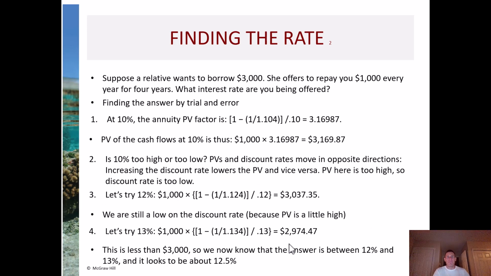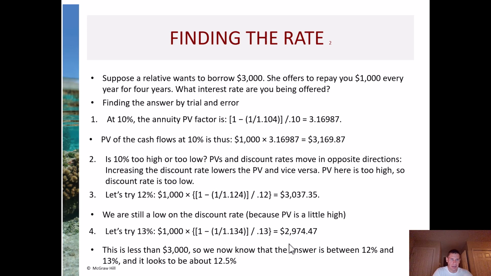Right, let's look at another example. So say a relative wants to borrow 3 grand. My advice to you is don't lend any money to friends and relatives. Doesn't usually work out very well. So she offers to repay you 1,000 every year for 4 years. What interest rate are you being offered?